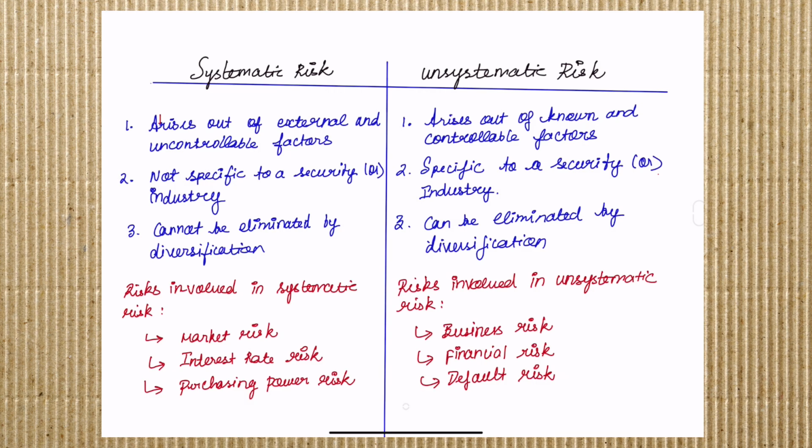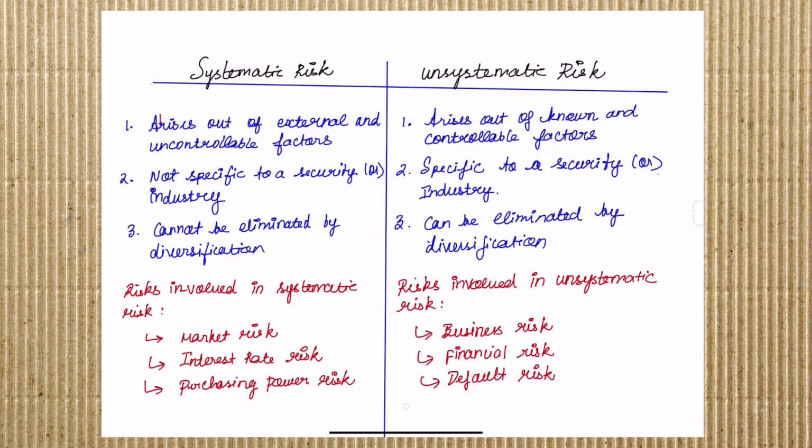Here we have bifurcated systematic risk and unsystematic risk in a differentiated format, so it will be easy for us to understand. Systematic risk is a risk which arises out of external and uncontrollable factors. We don't have any control over that risk. It is not specific to a security or industry. It affects everything overall, and it cannot be eliminated by diversification. The very important point to be noted is that systematic risk cannot be eliminated by diversification. The risks involved in systematic risk are market risk, interest rate risk, and purchasing power risk.